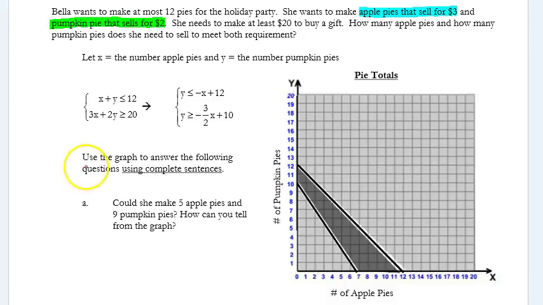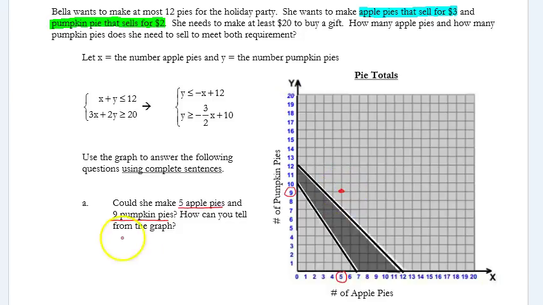Now, use the graph to answer the following questions using complete sentences. Again, I'm not looking for anybody to win a Pulitzer Prize for their writing. I just want sentences. So, could Bella make 5 apple pies and 9 pumpkin pies? This is just identifying whether that is a solution on the graph, but you have to go to 5 apple pies along your x-axis. Apple pies is the x-axis. So I'm going to this 5 and 9 pumpkin pies. That's this 9, and let's identify where those meet.